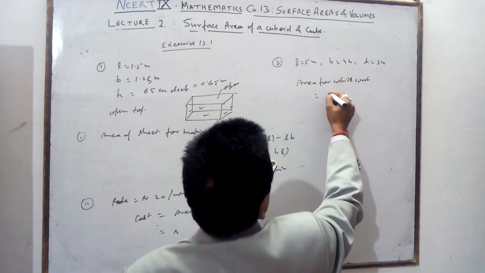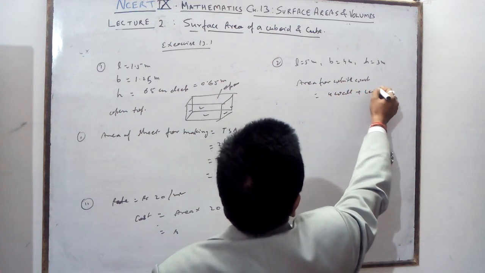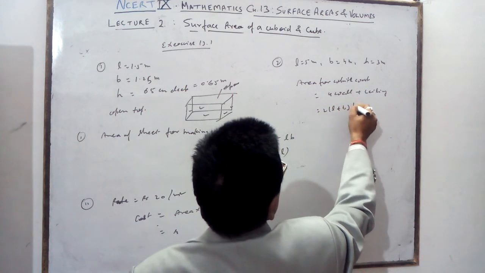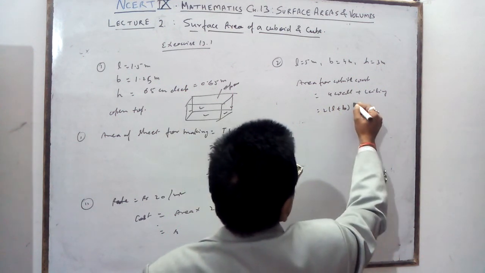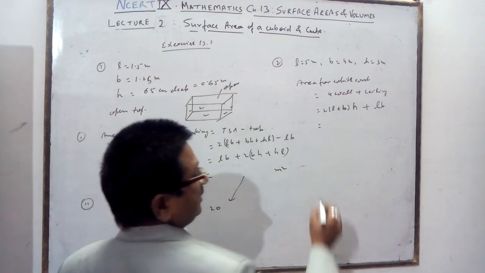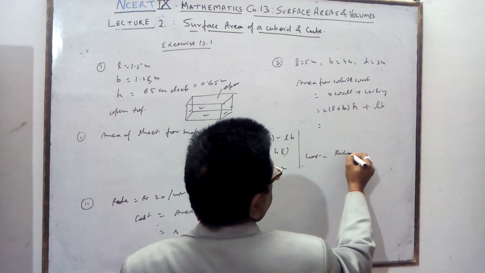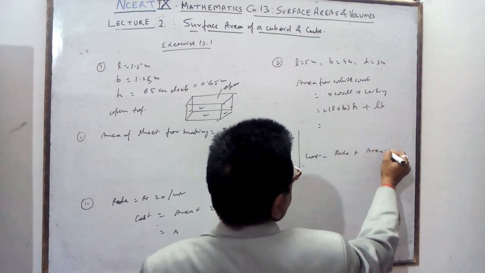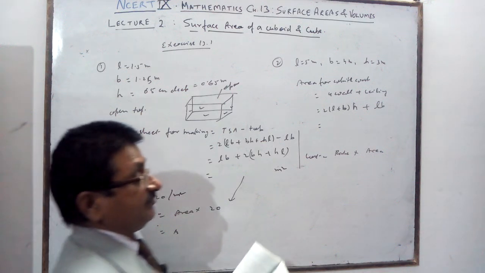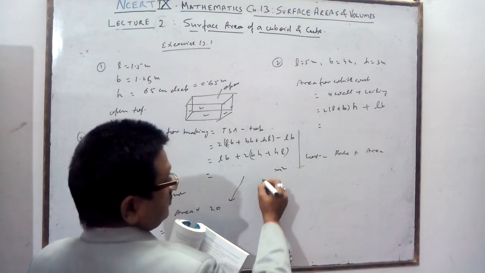So area for whitewash is equal to 4 walls plus ceiling. That is 2(L plus B) into H, which is the area of 4 walls, plus LB. You will get the area, and then the cost. Cost is equal to rate multiplied by area. What is the rate given? Rate is given per meter square, rupees 750. 750 multiplied by this.